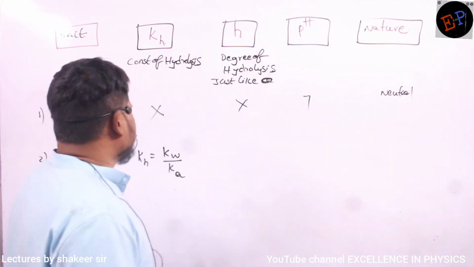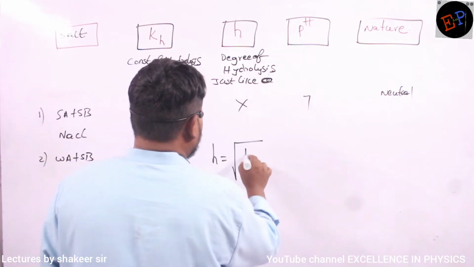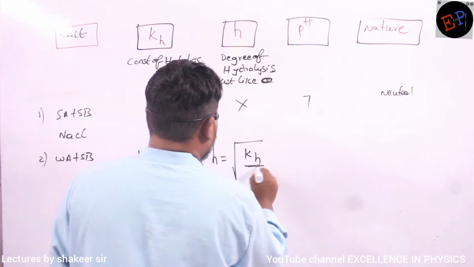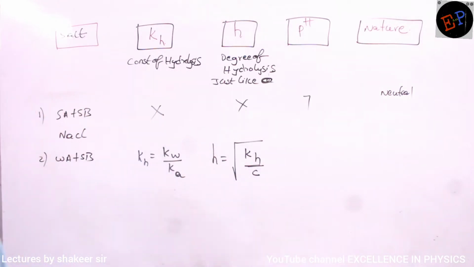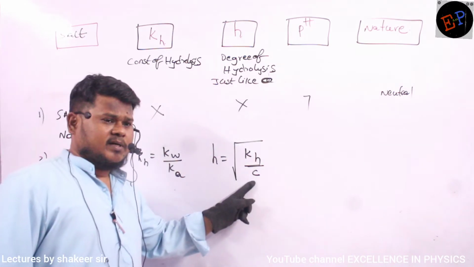Next, h value. What is the formula of h value? h is equal to the square root of Kh divided by C. This is the formula of h. Are you able to understand? Kh divided by C. Okay.